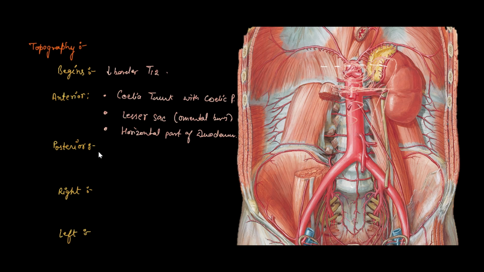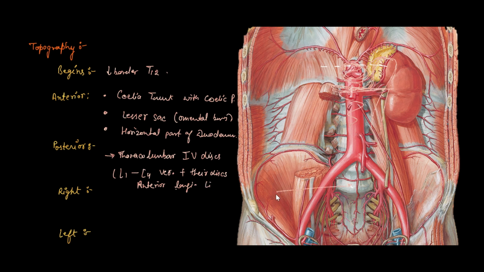So we saw the posterior aspect of the abdominal aorta, that on the posterior surface of the abdominal aorta lie the thoracolumbar intervertebral discs, with L1 to L4 vertebrae plus their discs, and their anterior longitudinal ligament, which is descending down on the anterior surface of the vertebrae and the intervertebral discs.